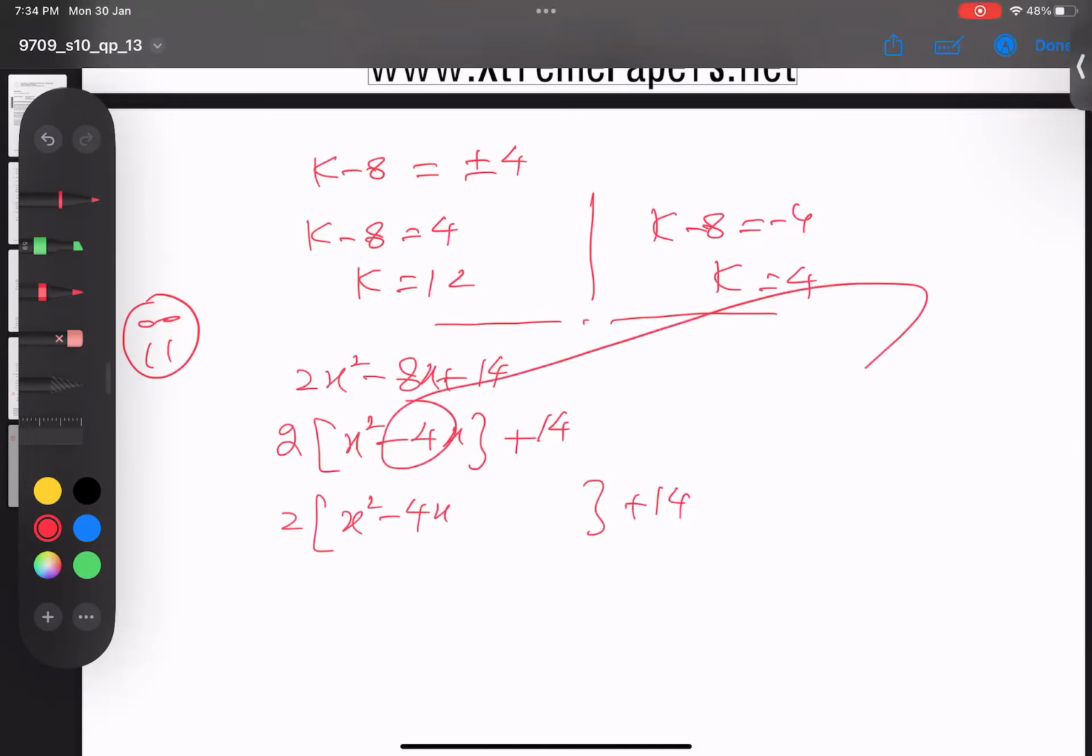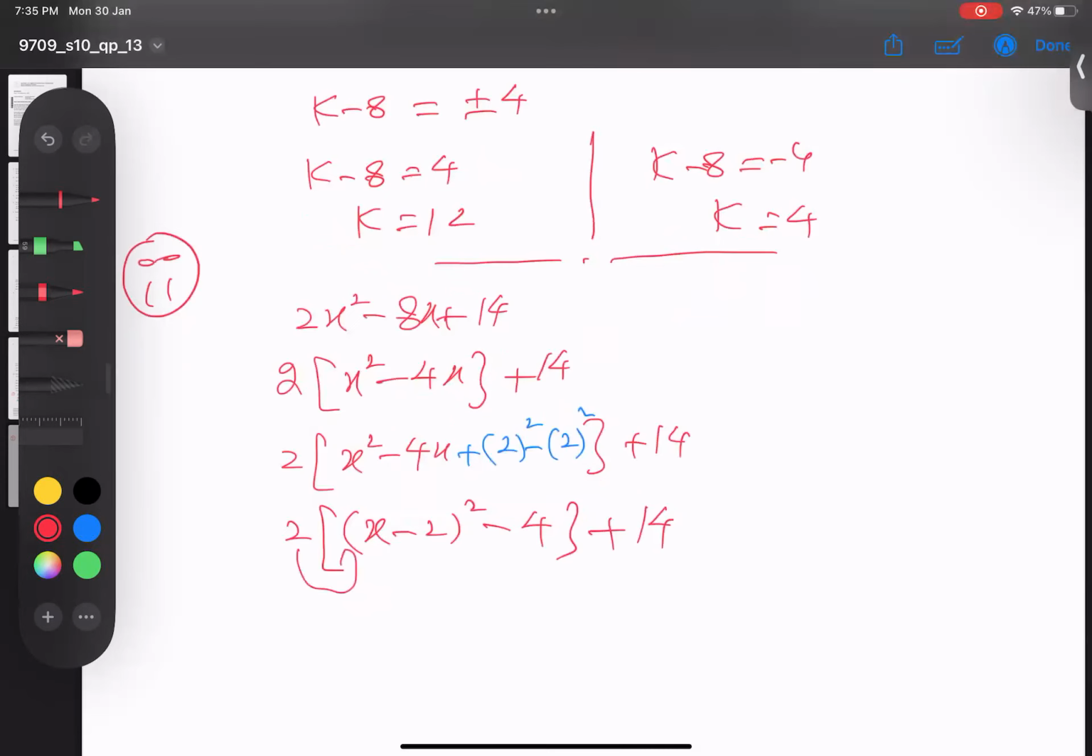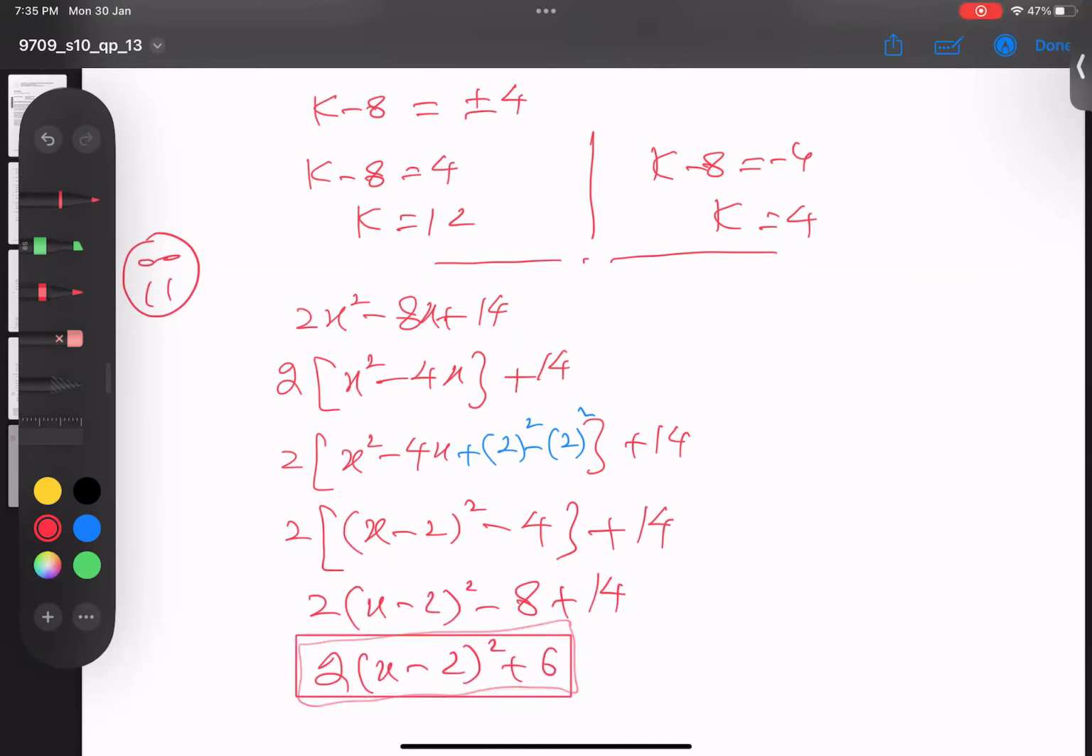What is half of 4? 2. And 2 squared, one time add and one time subtract. You must put square on it. These three terms combine and merge into x minus 2 squared, and this 2 squared gives you 4, plus 14. Then 2 multiplies with that number, so I get 2 times 4, which is 8. Finally, I'm getting 2 times x minus 2 whole squared, plus 6. So my completing square is over.